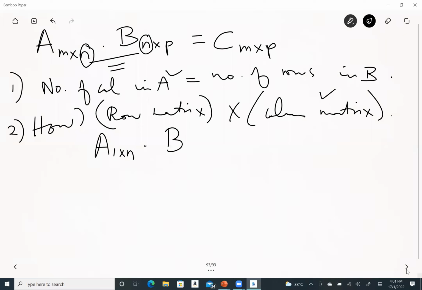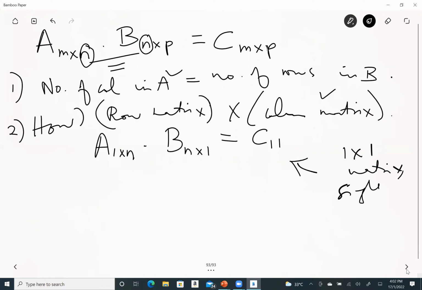So the number of rows for B must be equal to the columns of A. So n by 1. So what do I get? I get C1,1. So you multiply the row matrix and the column matrix. What you will get is a 1 by 1 matrix. Just a single number, yeah. And that will be the element row 1, column 1. Okay. So that is the basic idea of doing multiplication.